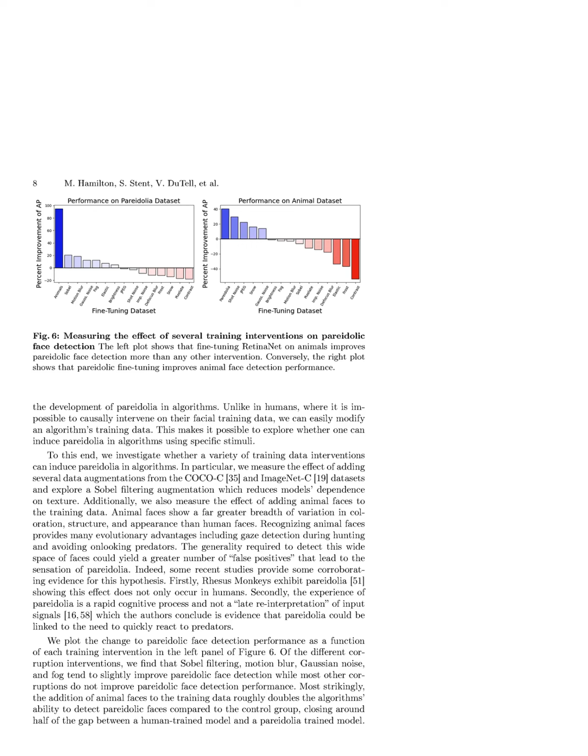Additionally, the study explores various training interventions, such as adding animal faces and applying data augmentations, to assess their impact on pareidolic face detection. The results indicate that fine-tuning on pareidolic images significantly improves detection performance, with metrics showing that the addition of animal faces can close the performance gap between human-trained models and those trained on pareidolia.